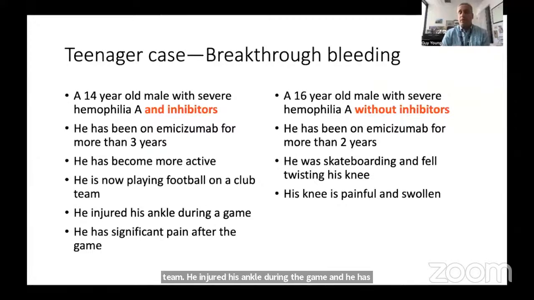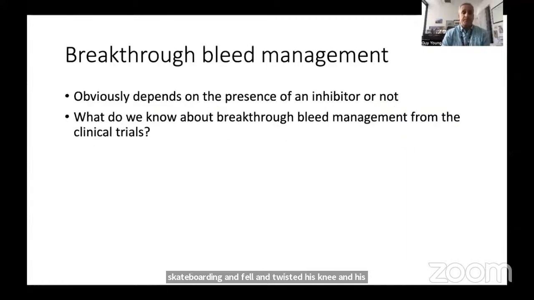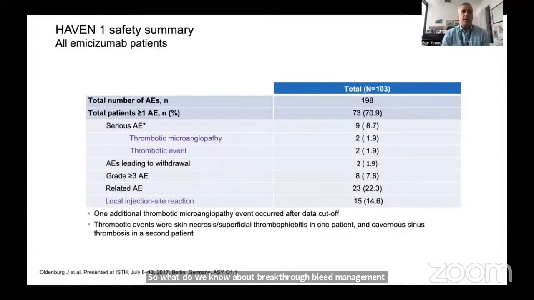On the other hand, we have a non-inhibitor patient, a 16-year-old male with severe hemophilia without inhibitors. He's been on emicizumab for more than 2 years. He was skateboarding and fell and twisted his knee, and his knee is painful and swollen. So how do we manage breakthrough bleeding? Obviously, this depends on the presence of the inhibitor or not. So what do we know about breakthrough bleed management from the clinical trials, from the HAVEN trials?